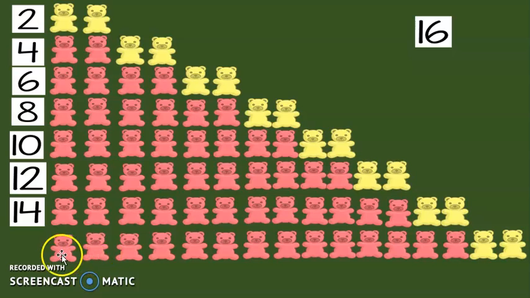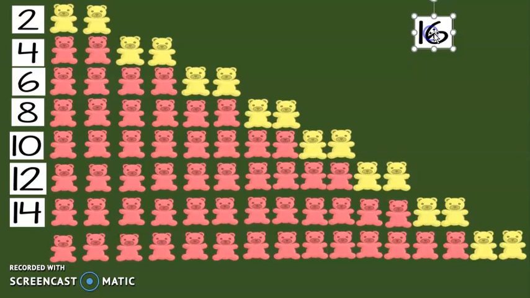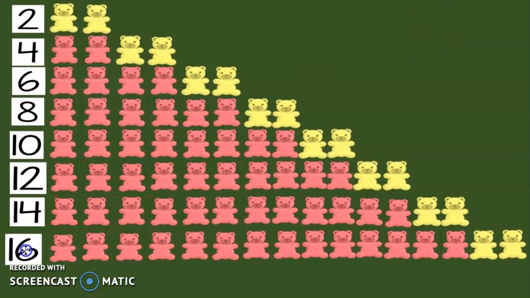Now, if you look at this last row, 2 yellow bears just got added again to that 14. Let's count how many bears are all together here. 1, 2, 3, 4, 5, 6, 7, 8, 9, 10, 11, 12, 13, 14, 15, 16. So look here, boys and girls. We got to put that 16 now right here, because all together now, this entire row has 16 teddy bears all together. So first graders, you probably see a pattern here now, okay?